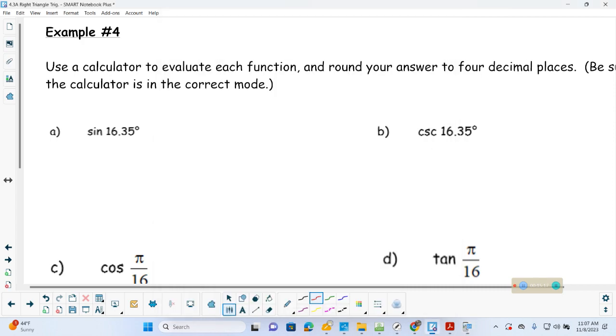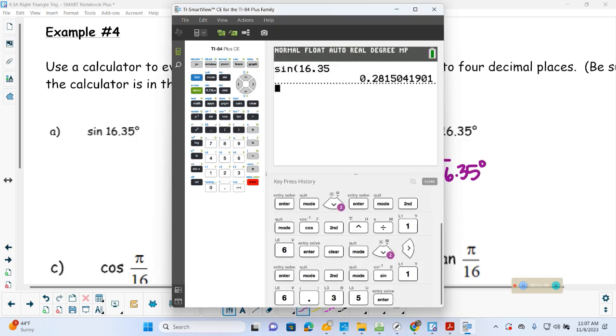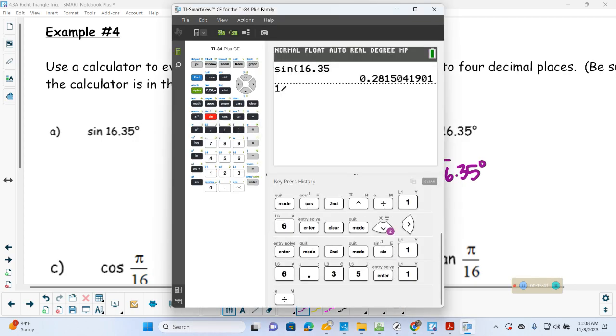Now, here we go. Cosecant. You do not have a cosecant button on your calculator. So this is where you have to know all those lovely little identities we started with way back in the day. Cosecant, of course, is the same as 1 over sine. So that's how I'm going to type that one in: 1 divided by the sine of 16.35.